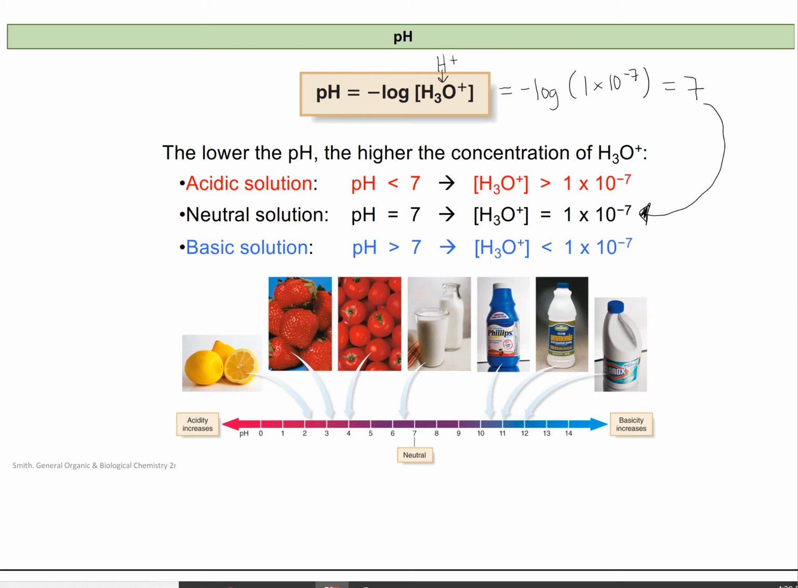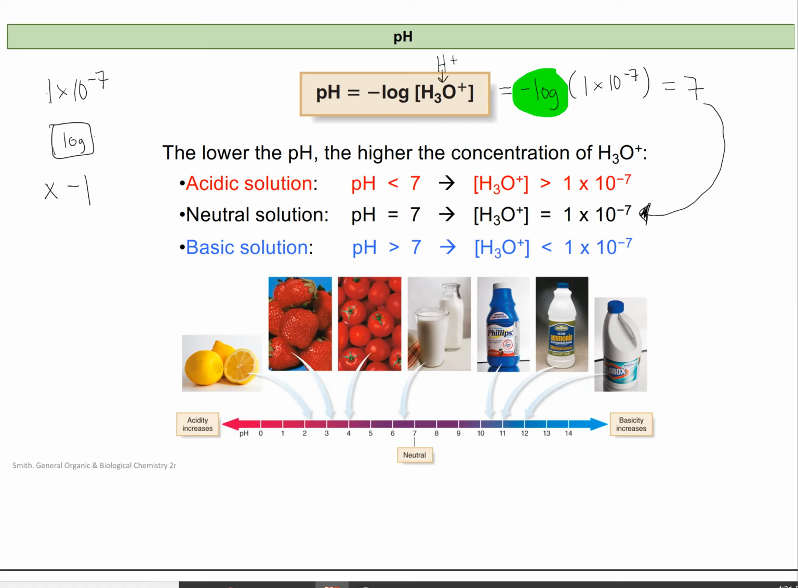Now, if you're unfamiliar with logs, I recommend brushing up a little bit through Khan Academy or another resource like that. But there's a log button on your calculator. So the way I would enter this into my calculator, depending on the type, if it's my basic scientific calculator, I would first input my 1 times 10 to the negative 7 value. Then I would hit my log button, and then I would multiply it by negative 1.